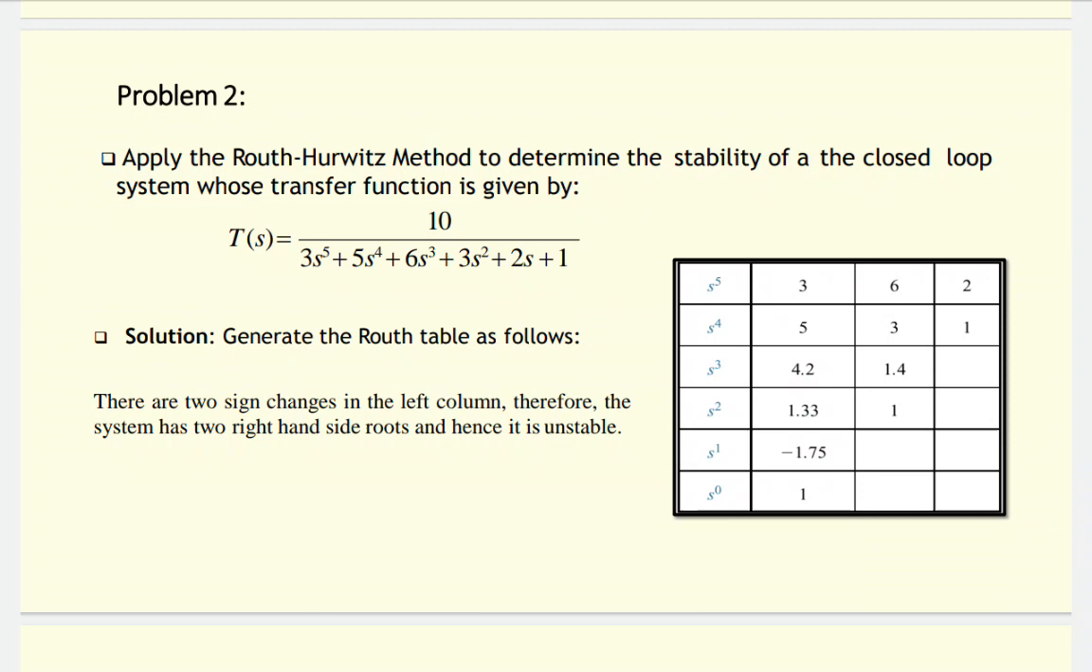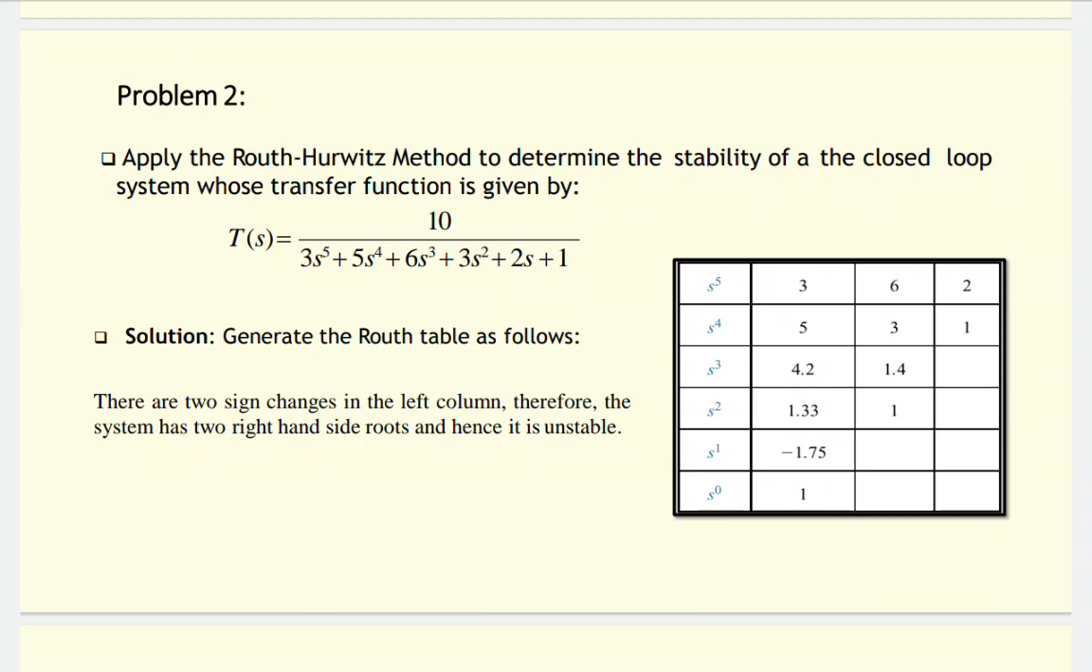See here, the coefficient of s to the power 0 is 1, whereas the polynomial 3s to the power 5 plus 5s to the power 4 plus 6s cube plus 3s square plus 2s plus 1 into s to the power 0 contains the same coefficient. I am speaking about that thing. So that value is available at the s to the power 0 row. So that's why we can say the Routh table is fully correct.